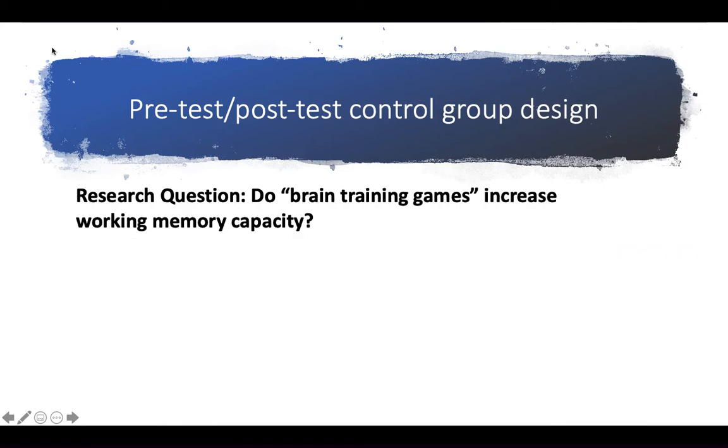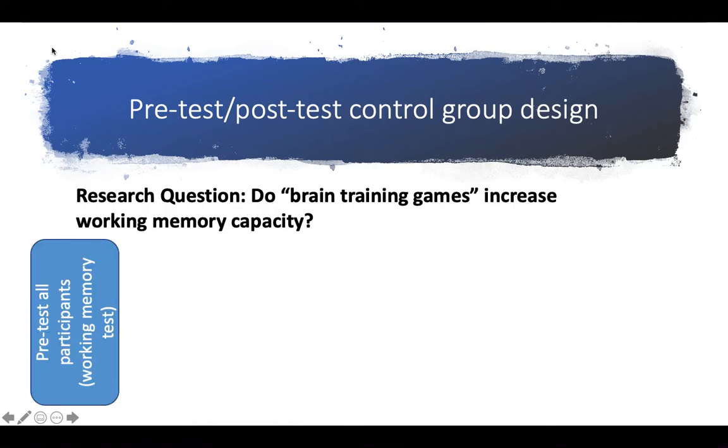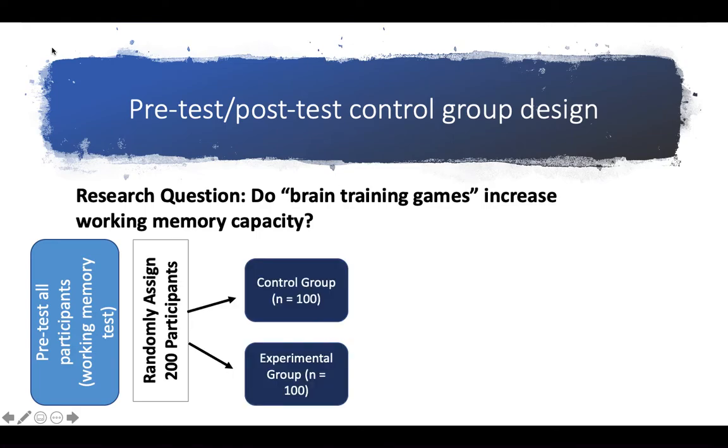Let's take a look at another example. Do brain training games increase working memory capacity? Let's say that you pre-test all participants that you've recruited from your population and you give them a working memory test. Then you randomly assign your participants into your control group and your experimental groups. Then you're going to administer your levels of the independent variable.